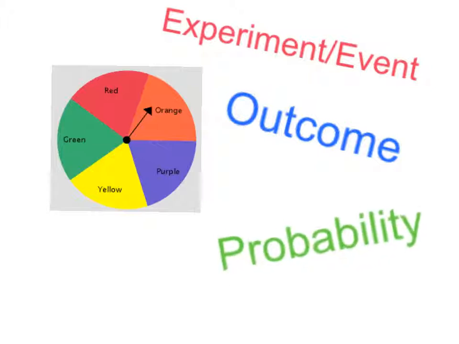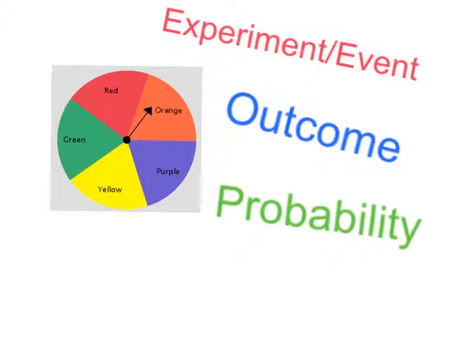Now we want to look at the probability. That's when chance really steps in. So what is the probability of landing on red? Red is one color out of all of those, and there are 5 colors in total. So the probability of landing on red is 1 out of a possible 5.